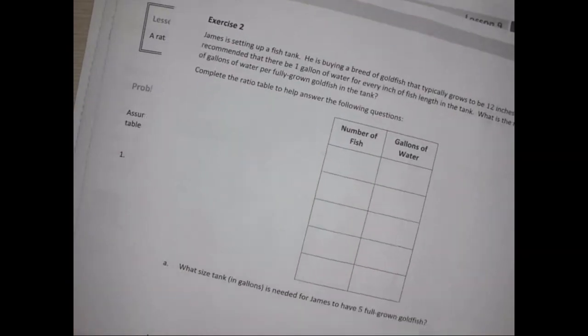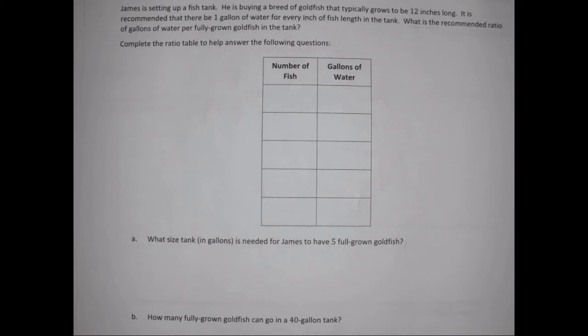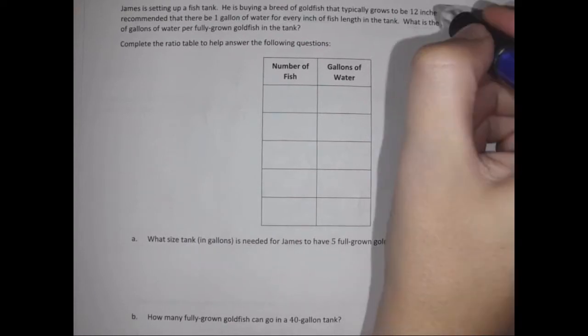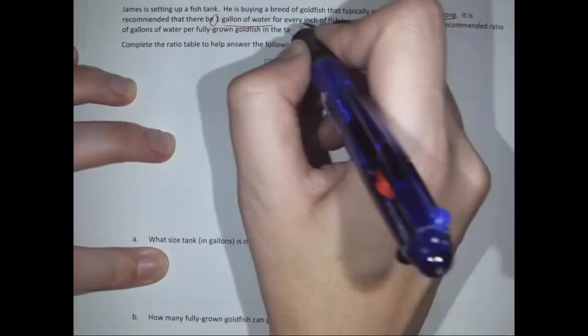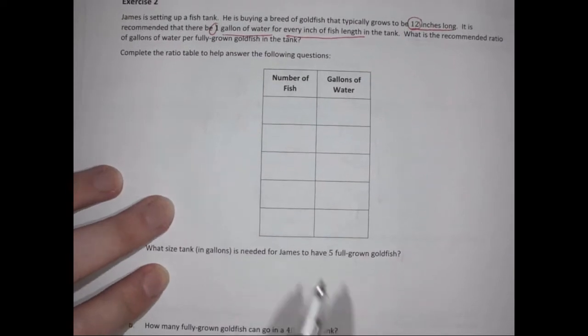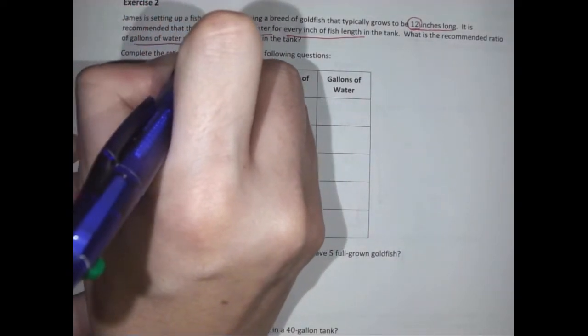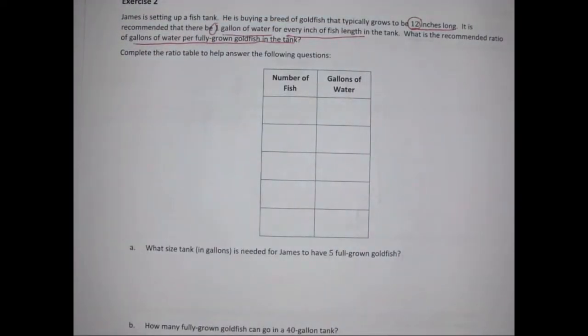Let's move on to exercise 2, page 40. I'm going to read it. Follow along with me. James is setting up a fish tank. He's buying a breed of goldfish that typically grows to be 12 inches long. It is recommended that there be 1 gallon of water for every inch of fish length in the tank. What's the recommended ratio of gallons of water per fully grown goldfish in the tank? We're going to complete our table to answer the questions after it.